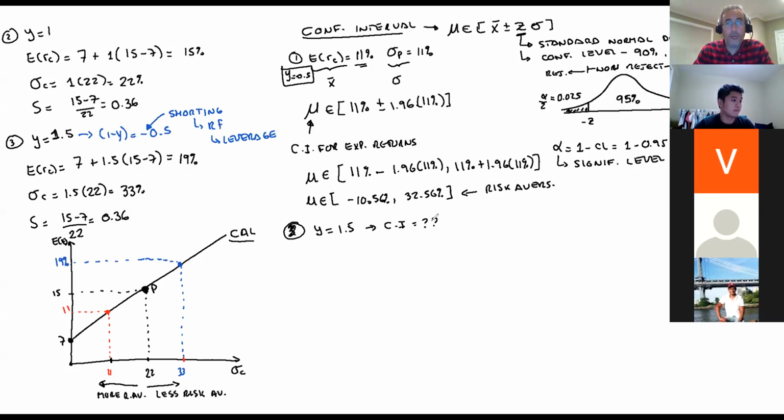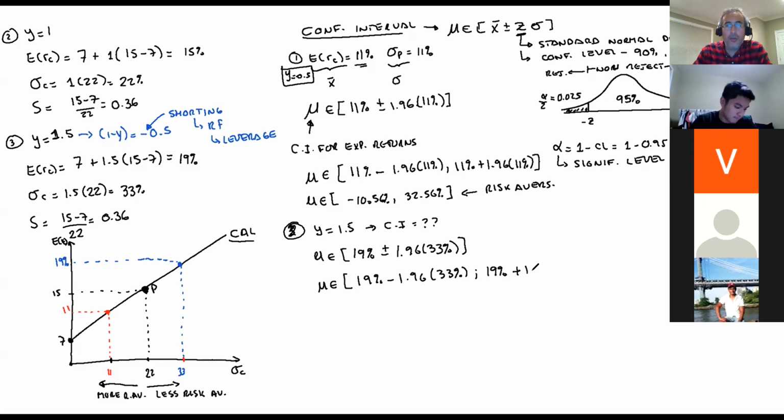Ready, guys? What do you get? The formula is going to be the same. The only thing is that it changes the values. So mu is going to belong to, in the third case I have here, what is my expected return? 19% minus 1.96 that multiplies 33%. Agree with me? So plus minus. From here, mu belongs to 19% minus 1.96 times 33%, and the upper one is going to be 19% plus 1.96 times 33%. Can you give me the values? Minus 45.68. Yep. And then 83.68.